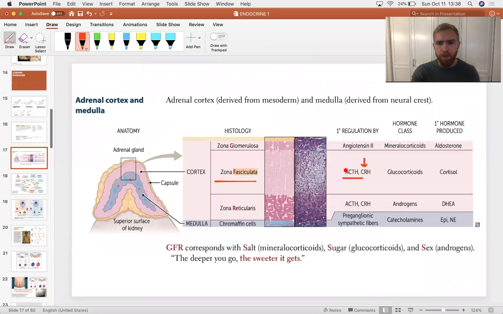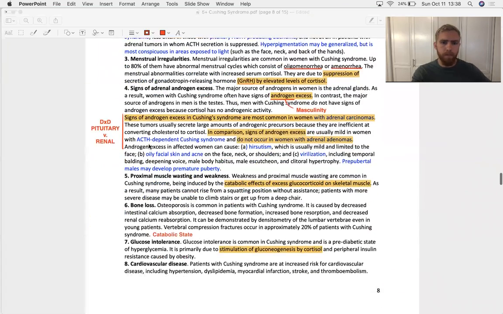Here's a chart from First Aid. So ACTH makes more cortisol, but ACTH also upregulates androgen synthesis, and the primary hormone for that is dehydroepiandrosterone, I think is what it's called. So if you have too much ACTH, you're making too much androgens as well as too much cortisol. But if you've just got this adrenal tumor, maybe you're only making too much cortisol.